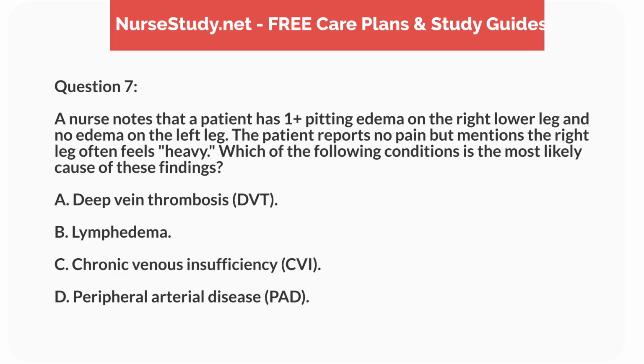Question 7. A nurse notes that a patient has 1+ pitting edema on the right lower leg and no edema on the left leg. The patient reports no pain but mentions the right leg often feels heavy. Which of the following conditions is the most likely cause of these findings? A. Deep vein thrombosis, DVT. B. Lymphedema. C. Chronic venous insufficiency, CVI. D. Peripheral arterial disease, PAD.